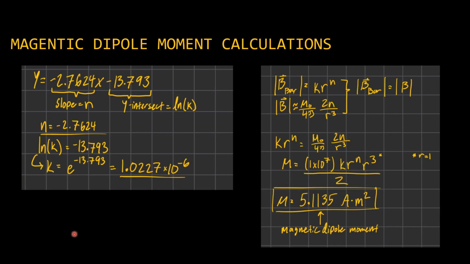Now for the magnetic dipole moment calculations, we took this linear equation. The slope of it did equal n directly, and the y-intercept ended up being the natural log of k, which we then used converting formulas to get our k value as 0.100227 times 10 to the negative 6. Then I was able to set the b-bar equation up to the b equation of the general form, and by setting those equal to each other, I was able to get the magnetic dipole moment to be 5.1135.